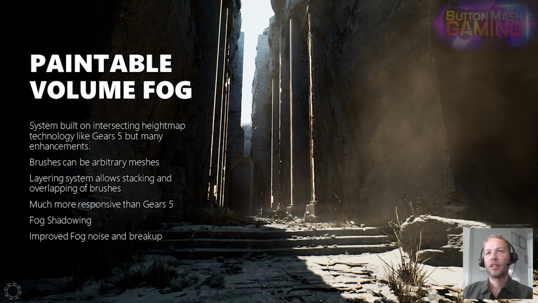Paintable volume fog. So we built a paintable volume fog system for Gears 5, and I spoke about it in Unreal Dev Days 2019. But we have made some enhancements to it. Some of those enhancements are we can have brushes now that can be arbitrary meshes, so any mesh can be a brush. The layering system allows stacking and overlapping of brushes. It's much more responsive than Gears 5. We now have fog shadowing, so the fog shadows itself and shadows the ground, and improved fog noise and breakup.